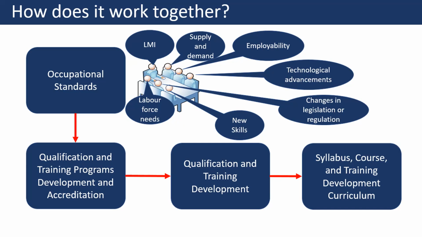These factors together highlight the need for developing occupation standards, which define the skills, knowledge, and behaviors required for specific jobs. Next, let's walk through the process from occupation standards to qualifications and training. Occupation standards are developed based on industry needs and describe what workers must know and be able to do. They become the foundation for building qualifications and training programs.